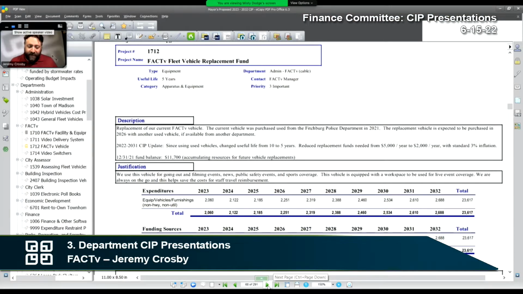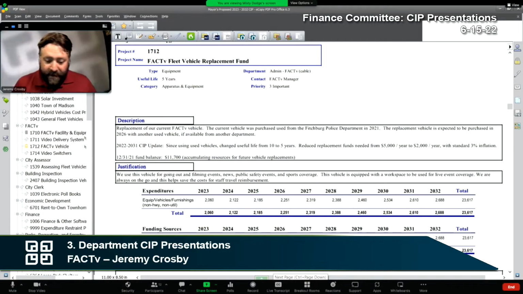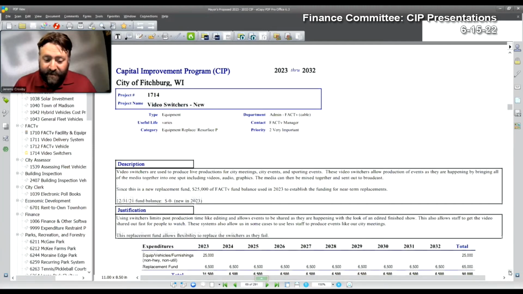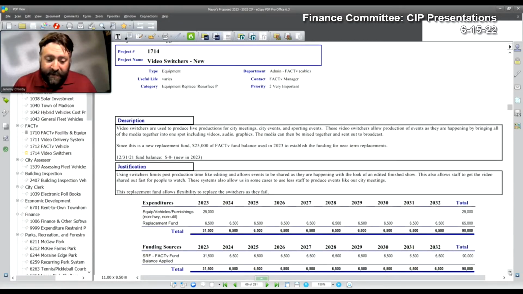1712 is our Fact TV Fleet Vehicle Replacement Fund. No change in that. That continues to move on as planned. 1714 is the video switcher. This is a new project that we put in. Now, thank you to Misty for helping work and learn a little bit more about video switchers. We basically have been trying to condense down video switchers. They're very expensive, and we had a lot of them as we were doing different tasks, different broadcasts, and we are trying to condense those down to as few as possible.